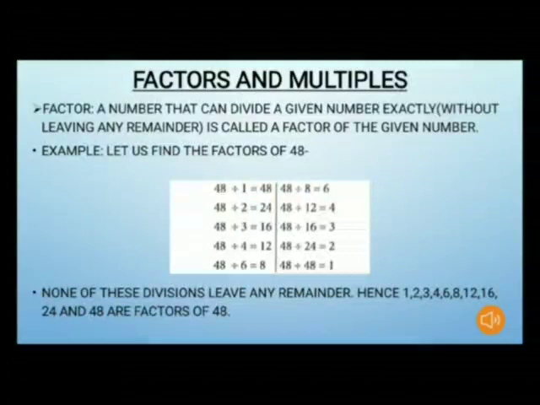48 divided by 1 will give you 48. 48 divided by 2 will give you 24. 48 divided by 3 gives you 16. 48 divided by 4 gives you 12. 48 divided by 6 gives you 8. Similarly, you can see in the next slide also, whenever 48 is divided by any of these numbers, it leaves no remainder. So none of these divisions leave any remainder. Therefore, 1, 2, 3, 4, 6, 8, 12, 16, 24 and 48 are the factors of 48.